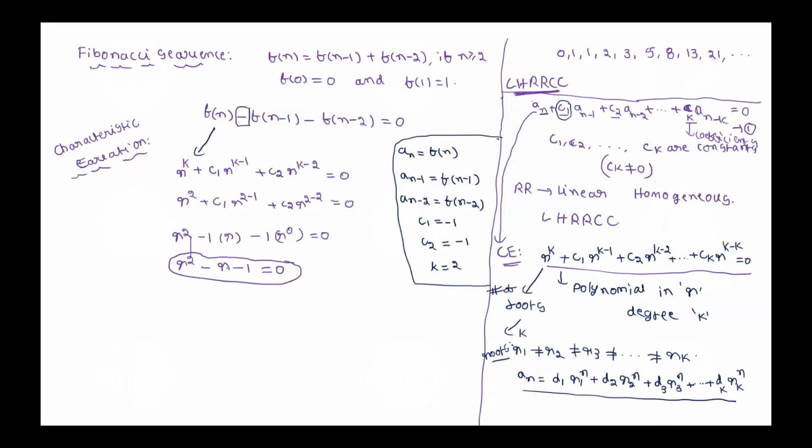So this is r square minus r minus 1 equal to 0. So it is of the form ax square plus bx plus c equal to 0. Now, what are the roots of this quadratic equation?